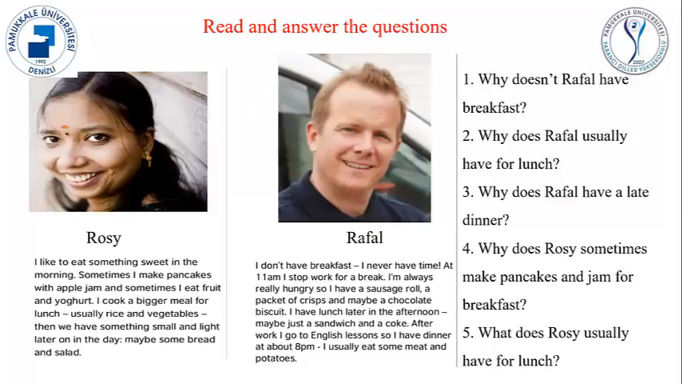And Raphael says, I don't have breakfast. I never have time. At 11 a.m., I stop work for a break. I'm always really hungry, so I have a sausage roll, a packet of crisps, and maybe a chocolate biscuit. I have lunch later in the afternoon, maybe just a sandwich and a coke. After work, I go to English lessons, so I have dinner at about 8 p.m. I usually eat some meat and potatoes.